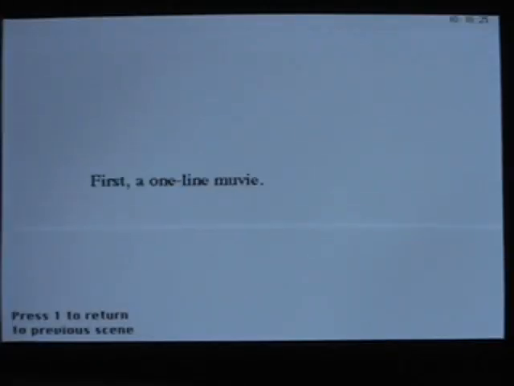First, a one-line movie. Next, a two-line movie. A three-line movie. A four-line movie. And finally, a spectacular five-line movie.